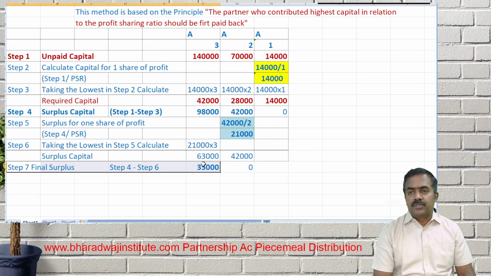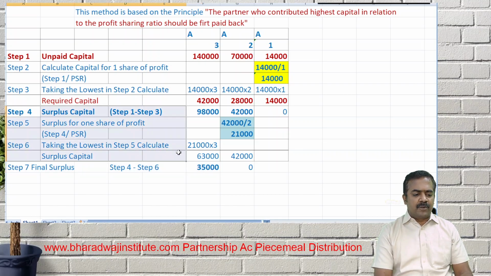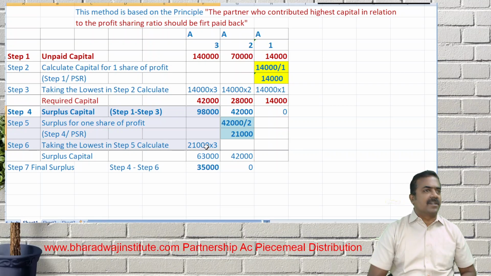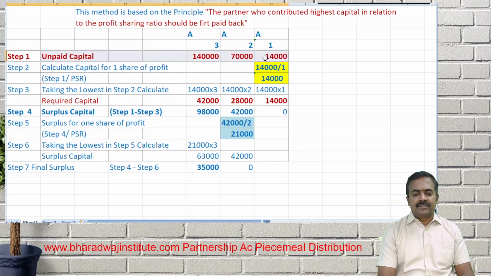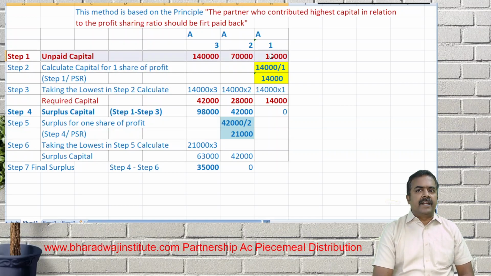That's all. Now suppose there are many partners, 4 partners or 5 partners. Steps 4, 5 and 6 will get repeated until you get the final surplus. Once again, what is step 1? Unpaid capital. What is unpaid capital?